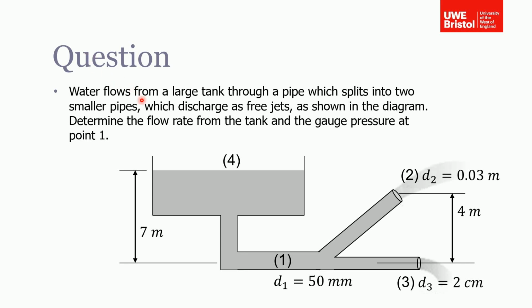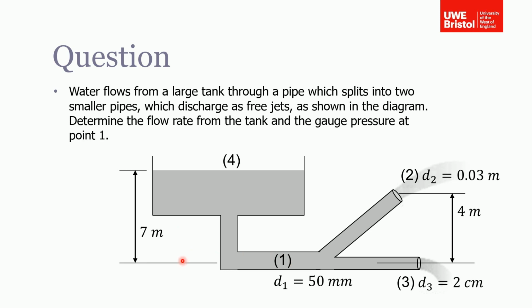In this question, we're told that water flows from this large tank, which is point 4 in our system, through a pipe, which is pipe 1, and this one splits into two smaller pipes, 2 and 3, which discharge 3 jets. We're asked to determine the flow rate from the tank. The flow rate from the tank will also be the flow rate in 1, because obviously what's coming out is going into this pipe, and also to find the gauge pressure at point 1.